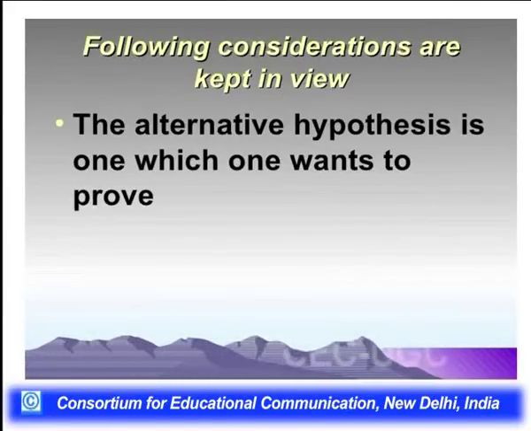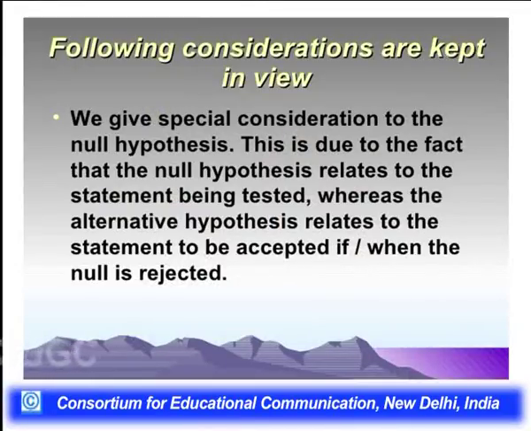Now we are talking about certain considerations which have to be kept in view while framing the hypotheses H0 and H1. So the alternative hypothesis is what one wants to prove, followed by certain considerations which have to be kept in mind while framing the alternative and the null hypothesis. We give special consideration to the null hypothesis. This is due to the fact that the null hypothesis relates to the statement being tested, whereas the alternative hypothesis relates to the statement to be accepted if and when the null is rejected.